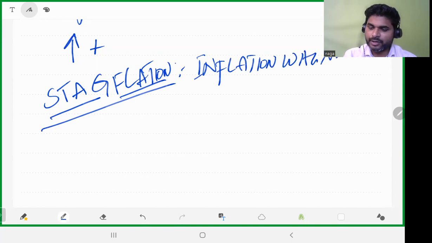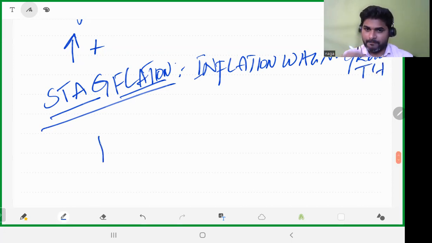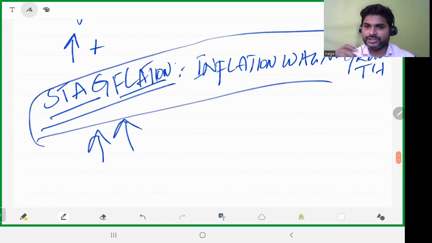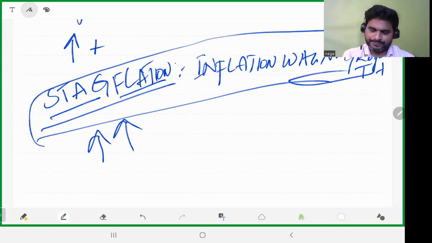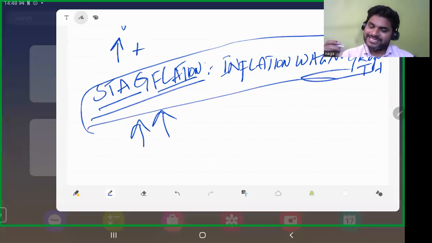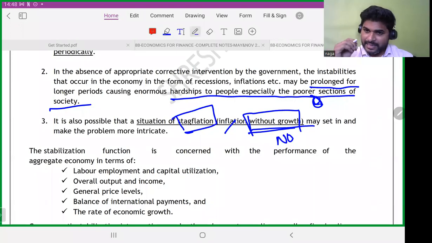Generally, inflation and growth are kind of parallel things. When there is growth, there is generally inflation. But in this scenario, it's the opposite: there is inflation but no growth. That is called stagflation. Right? So it is also possible that a situation of stagflation may set in. This is the current scenario of the world.